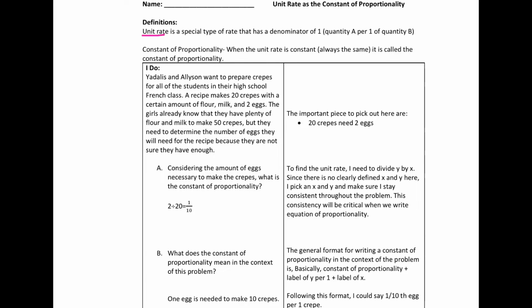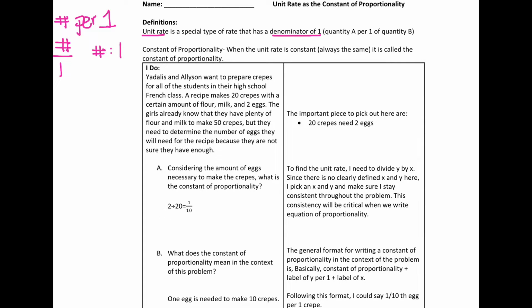Unit rate is a special type of rate that has a denominator of 1. That means it's the amount of something per 1 of something else. It can be written as a fraction, as a number over 1. It can be written as a number to 1 as something else.